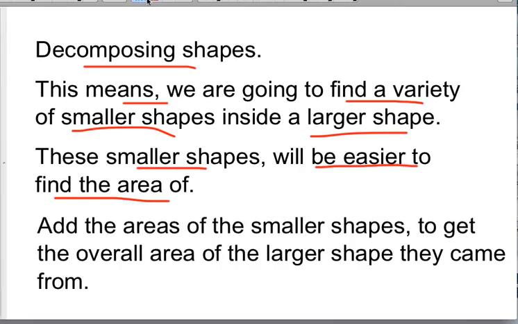And I typed this out so that it would be easier for you and have a bigger impact for you to understand the concepts and to remember them. Decomposing shapes means that we are going to find a variety of smaller shapes inside a larger shape. These smaller shapes will be easier to find the area of, and all you do is add the areas of the smaller shapes to get the overall area of the larger shape they came from. Okay, and so here we go. We're going to look at a couple example problems with our KNEX.